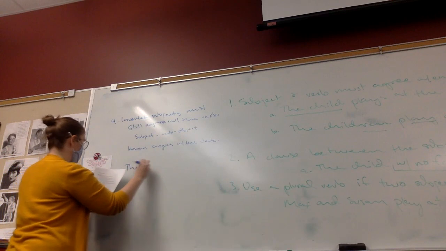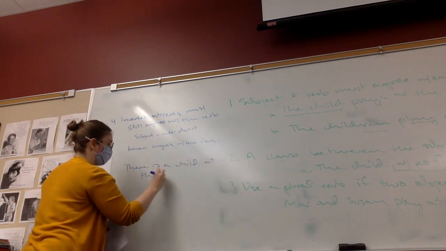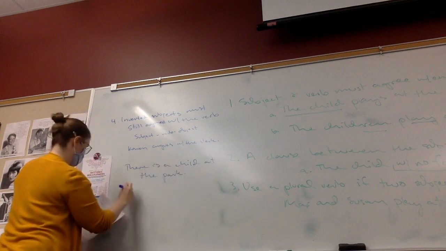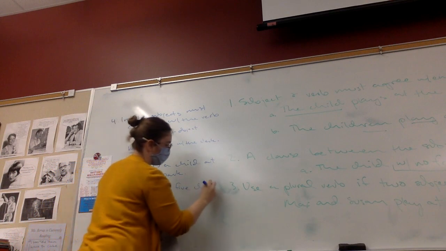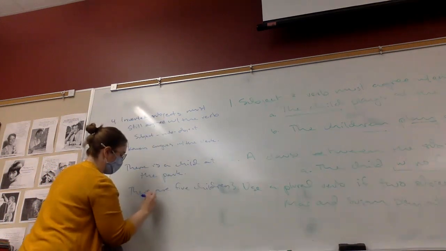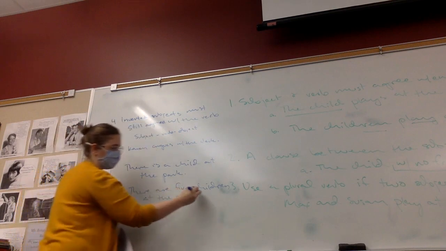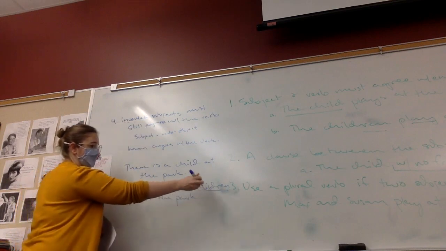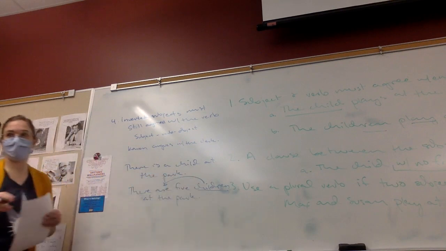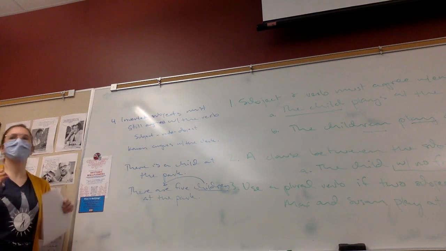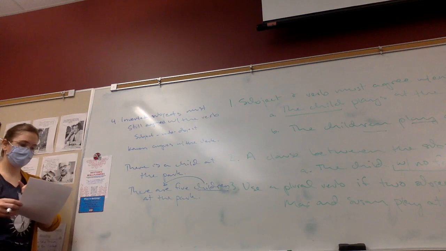Something like, there is a child at the park, versus there are 5 children at the park. Even though you haven't started with your subject, it's still the one acting here. They are being at the park, and so you still need it to match with your verb. So even if things are out of order, you still need to make sure the subject matches with the verb.